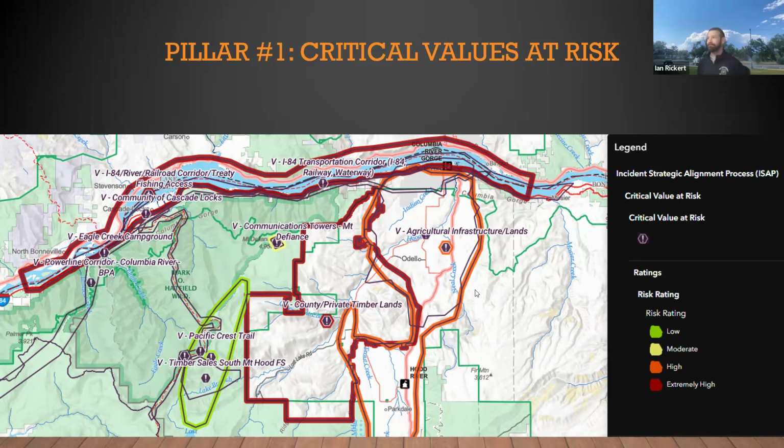Urban interface, homes, big one. Infrastructure's typically right up there. Drinking water, if there's a municipal watershed. And oftentimes, they're commodity values, high value timber sales, agricultural lands, things of that nature.